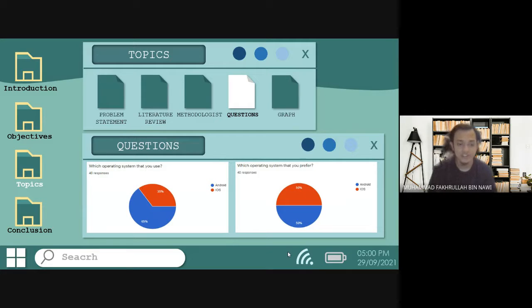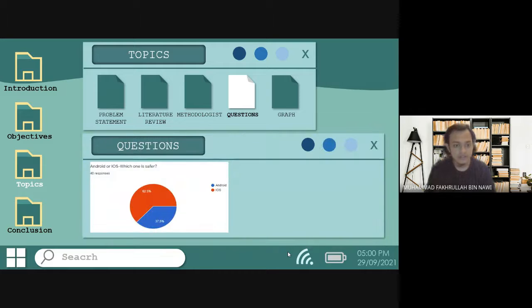The next question is Android or iOS, which one is safer? The respondent's answer for the safer one from the 40 respondents is iOS, 62.5%, while Android is 37.5%.